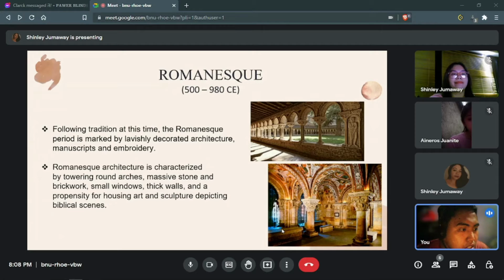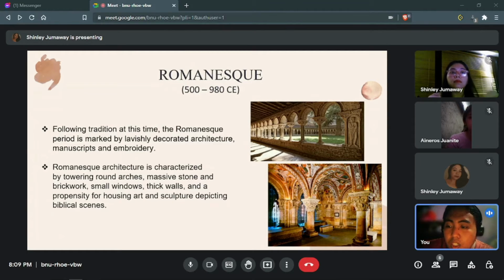Next one is the Romanesque art, the Romanesque era, dating back to 500 to 980 CE. Romanesque art, architecture, sculpture, and painting characterize the first of two great international artistic eras that flourished in Europe during the Middle Ages. Following tradition at this time, the Romanesque period is marked by lavishly decorated architecture, manuscripts, and embroidery.